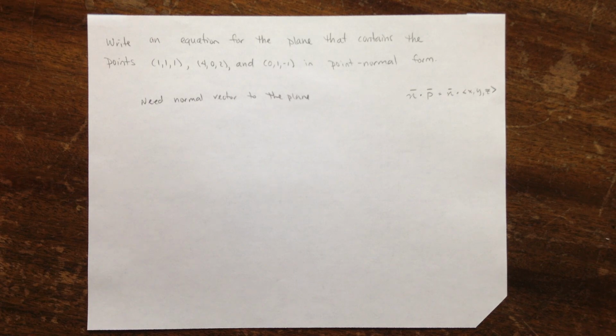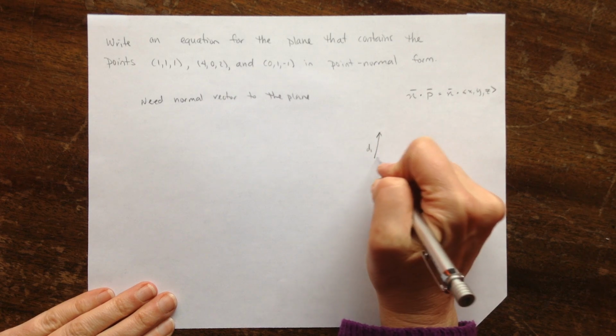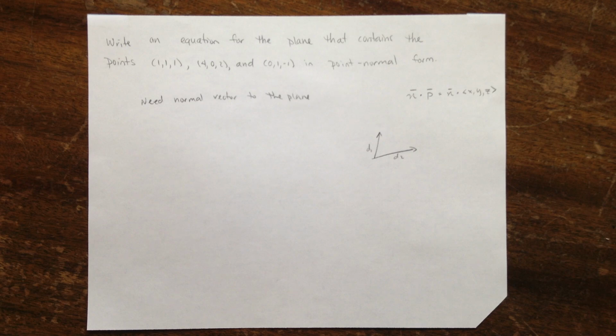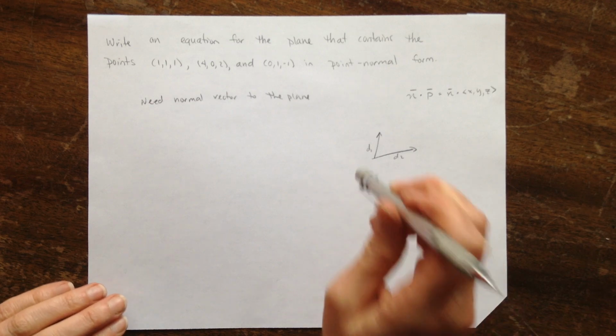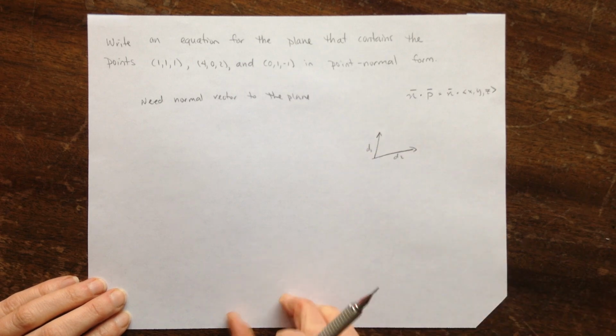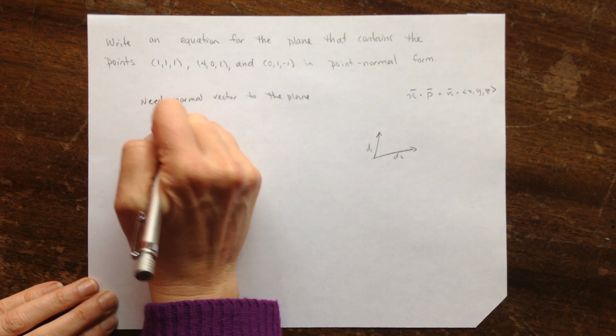Okay, so what I can do is I can find two direction vectors. So here's my direction vector 1 and direction vector 2, and I can take the cross product of those two, and that will give me the normal vector to the plane. So I need two direction vectors, and it doesn't matter which two you choose.